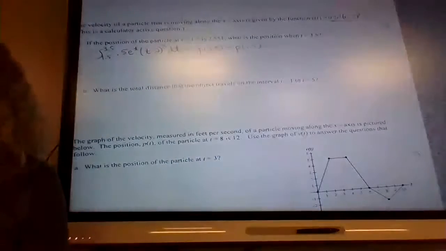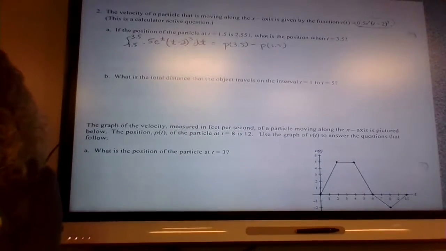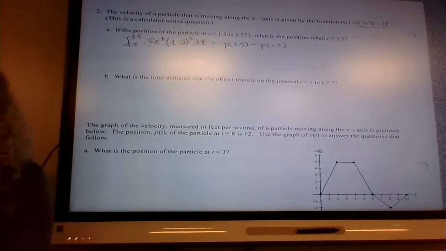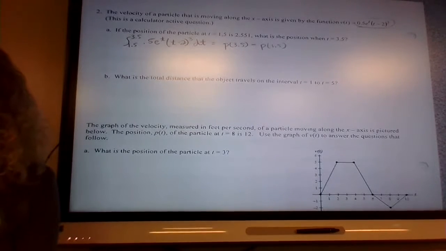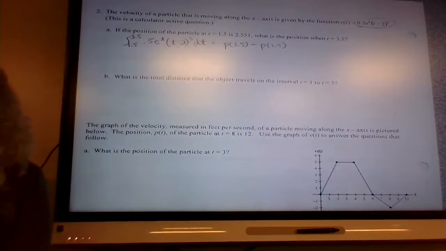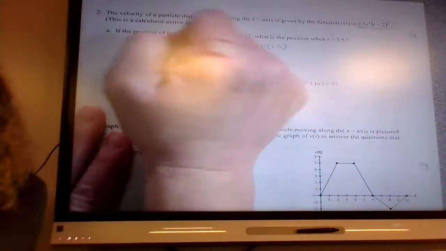So you can put that into your calculator, 1.5, 3.5, and then you put in the function e to the what? T, so I have to use x though, times (x minus 2) to the third dx. And I get 15.919.